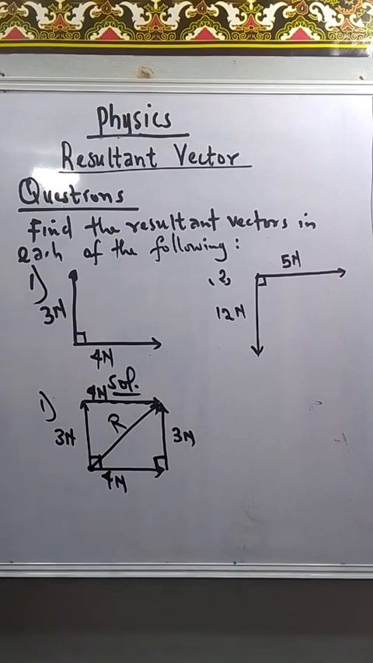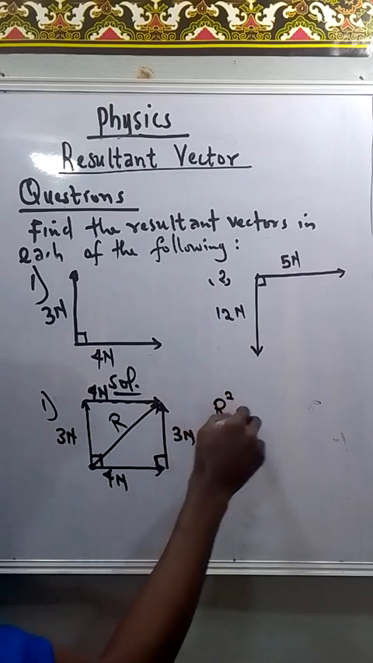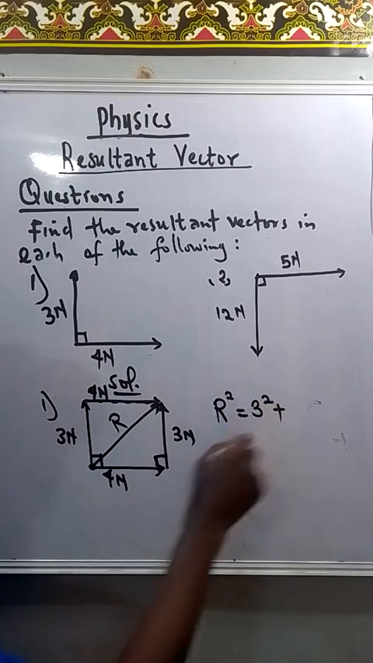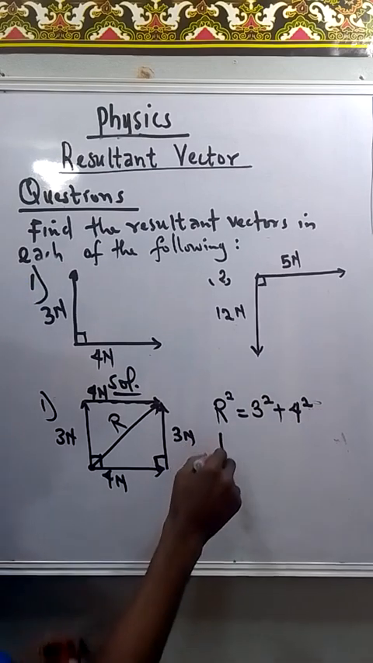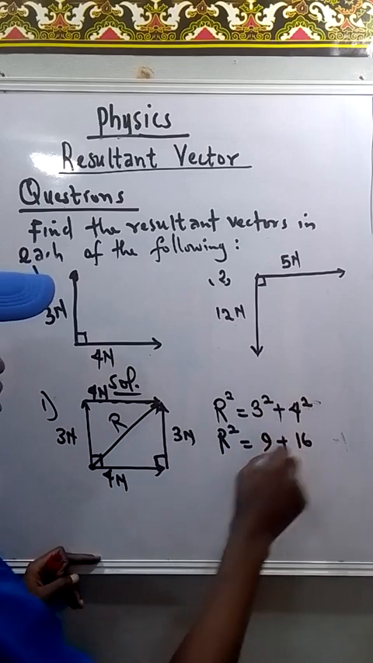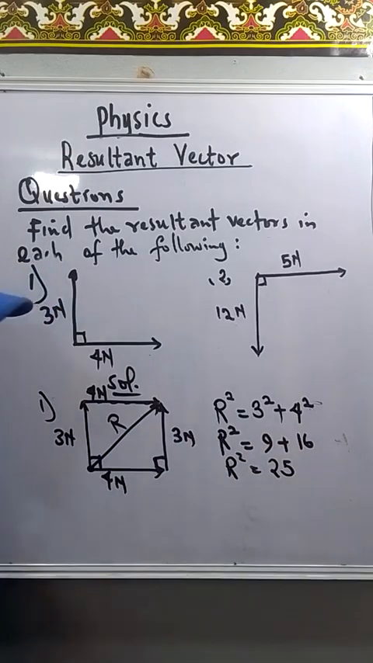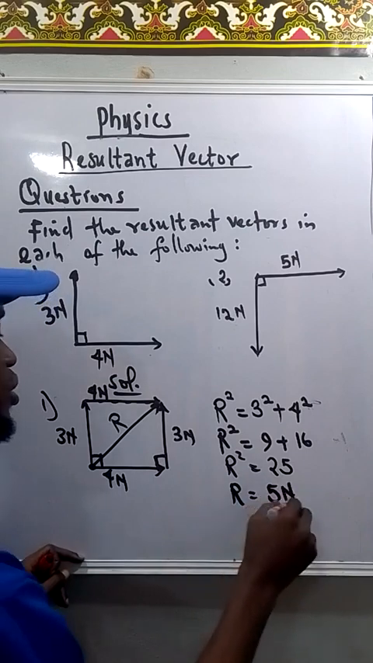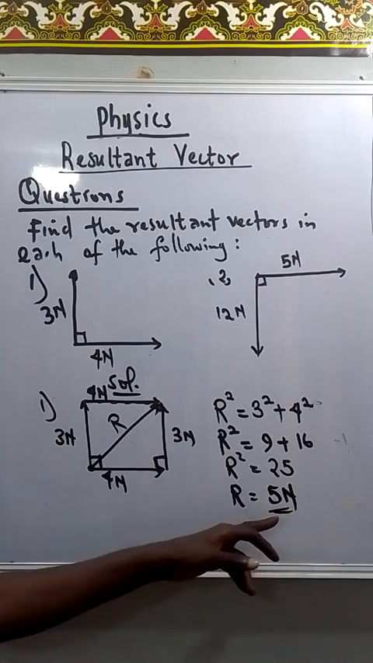So from the formula, we have seen that we can use Pythagoras theorem here. That means r squared, since this is a right angle triangle, r squared equals 3 squared plus 4 squared. So at the end of the day, we have r squared equals 3 squared, which is 9, plus 4 squared, that's 16. Put the two together, r squared equals 25. Now, you can take the square root of both sides. That means r will be equal to 5 Newton. That is our resultant. Now, this is the magnitude of the resultant.